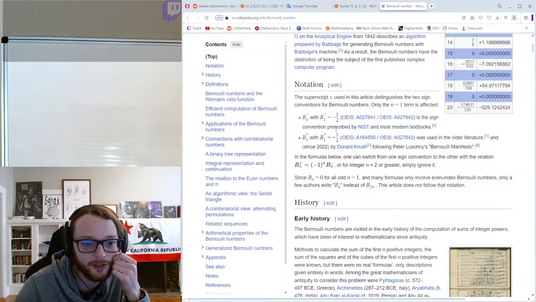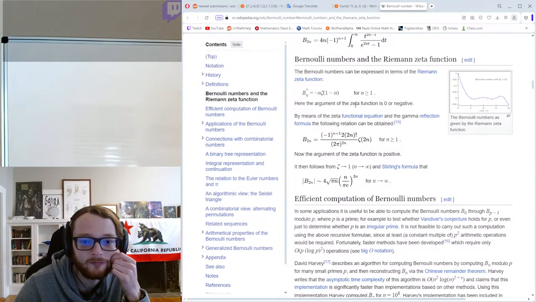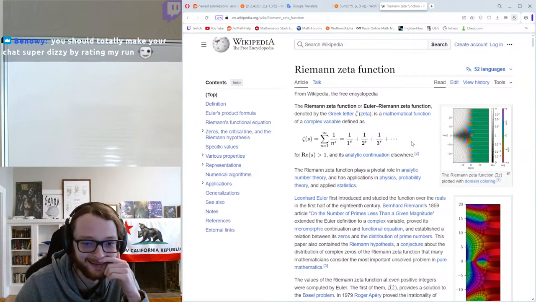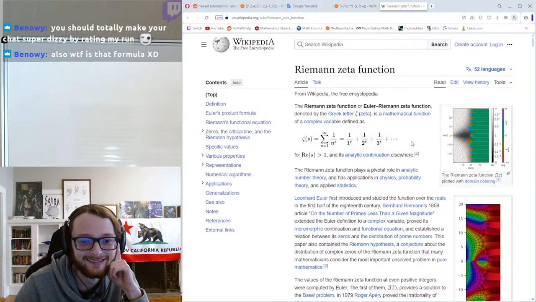It's not saying how to generate them. Oh, because that's how you generate them. Riemann zeta function? Dude, this is one of those Wikipedia rabbit holes. Chat, super dizzy by rating your run. Yeah. It feels like it's almost the exact same problem we were just looking at before.